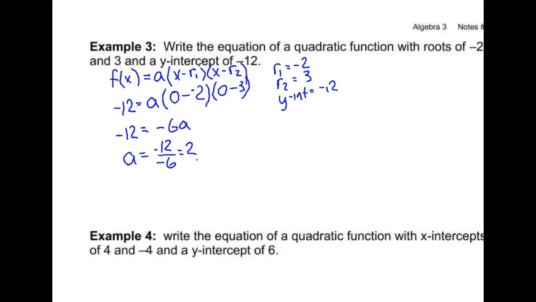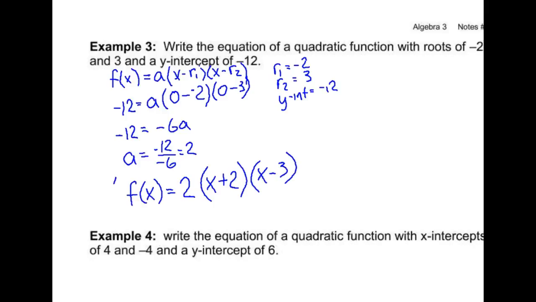We now know what a is, so all we have to do is plug all our information into the equation. We have f of x is equal to a, which we just calculated, is 2. We're going to multiply that by x minus root 1, which is minus a negative 2, which is the same thing as positive 2, times x minus our second root, which is equal to 3. We now have the equation that fits the data above.